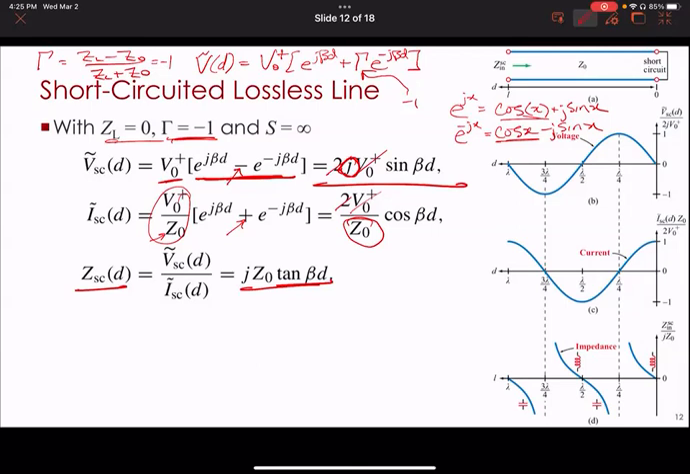So, just zooming out a little bit, sometimes it's easy to get so caught up in the little details of the mathematical manipulation that you forget what you're doing. We have a transmission line. We've shorted it at the end. We are trying to calculate what the impedance looking into it is at any position d. So that's anywhere from right where the short circuit is, anywhere along the line back to the input of the line.